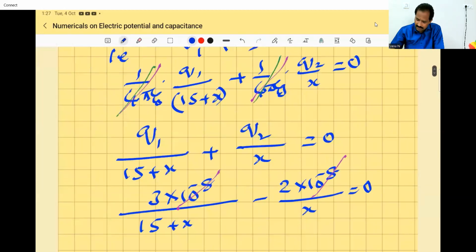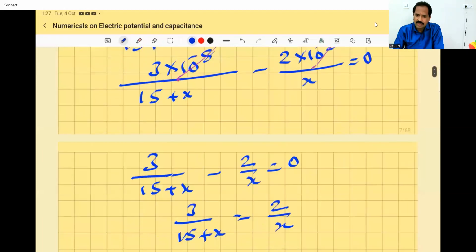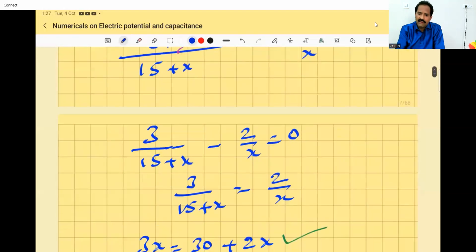Okay, now the next step is to substitute the value of Q1. 3 into 10 power minus 8 divided by 15 plus X, minus 2 into 10 power minus 8 by X is equal to 0. Why is it minus? Because it is given that Q2 is a negative charge. They have given minus 2 into 10 power minus 8. Since the right side is 0, 10 power minus 8 cancels out. So remaining is 3 by 15 plus X minus 2 by X is equal to 0.